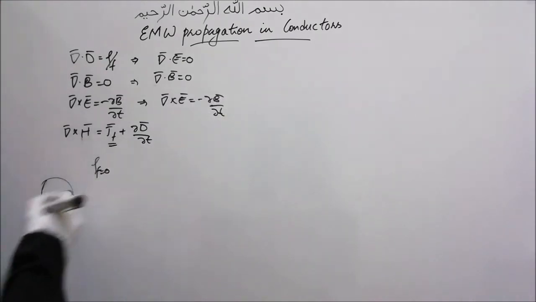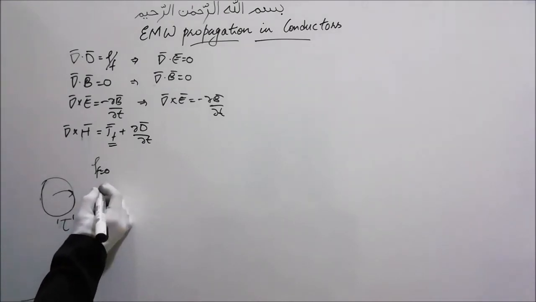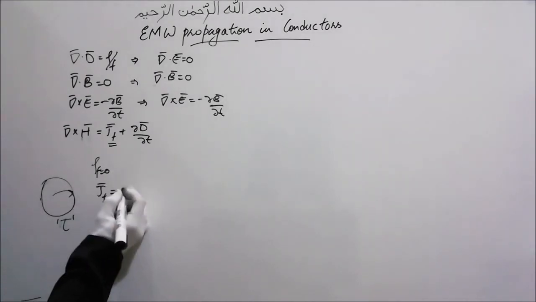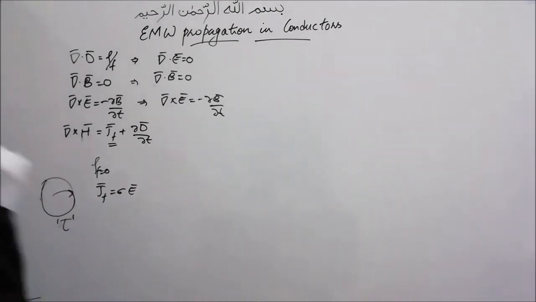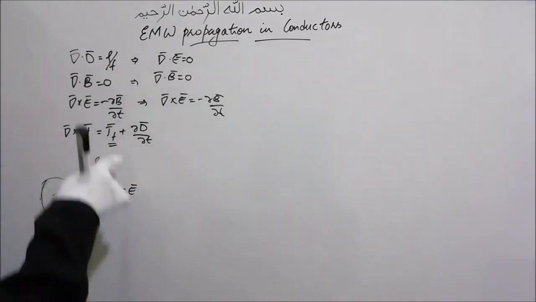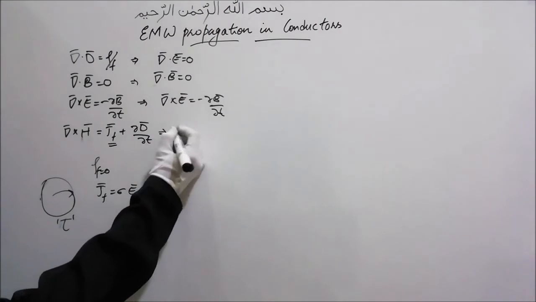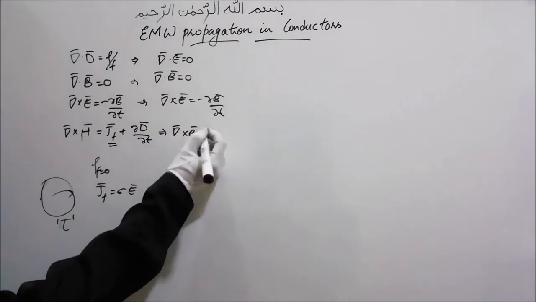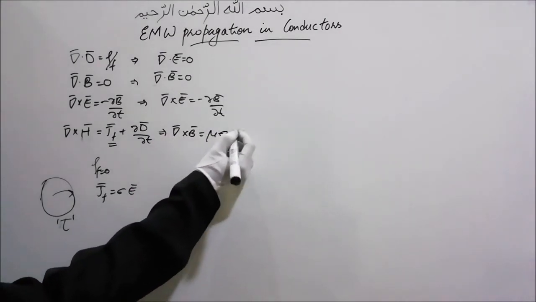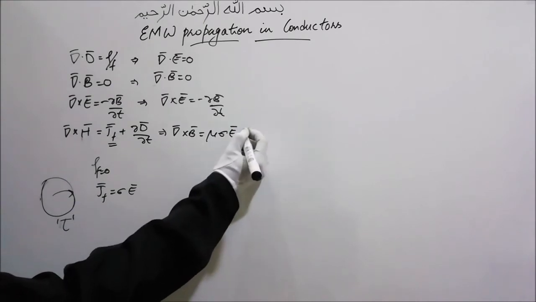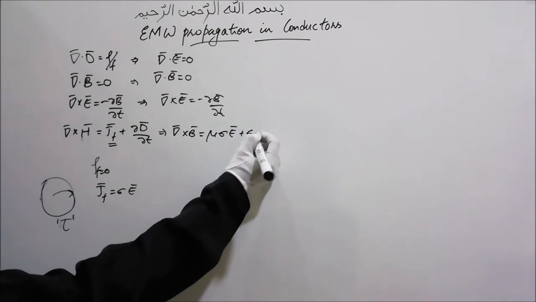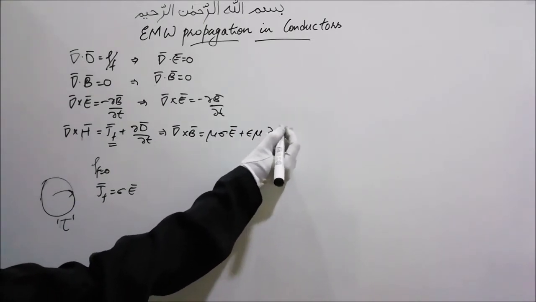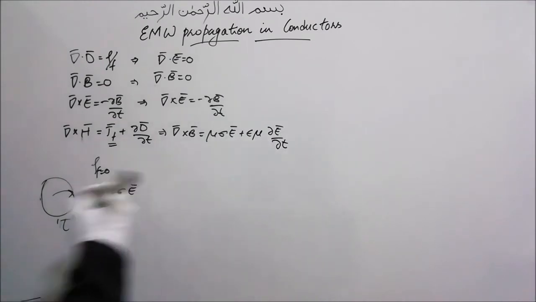Here we have J free, so we are going to use Ohm's law, according to which J free is equal to sigma into E bar. Sigma is known as the electrical conductivity. So you put that here and we will have del bar cross B bar is equal to mu sigma E bar plus epsilon mu del E bar by del T.